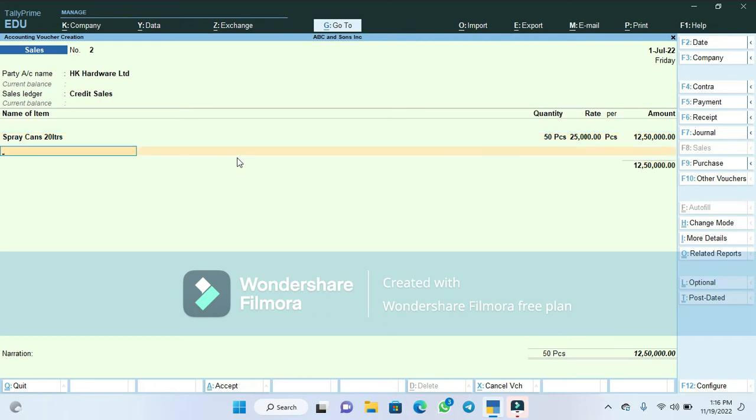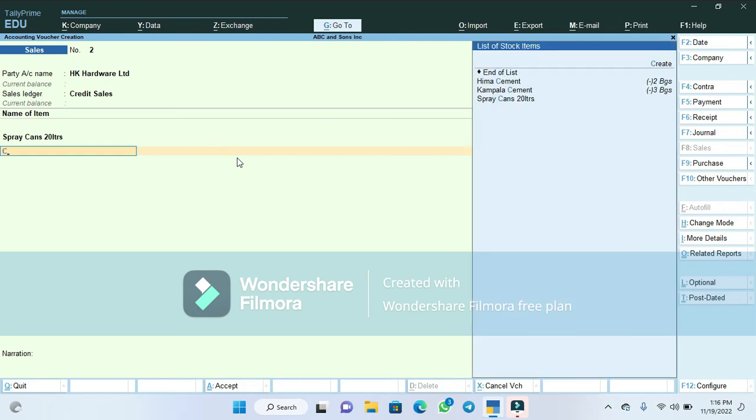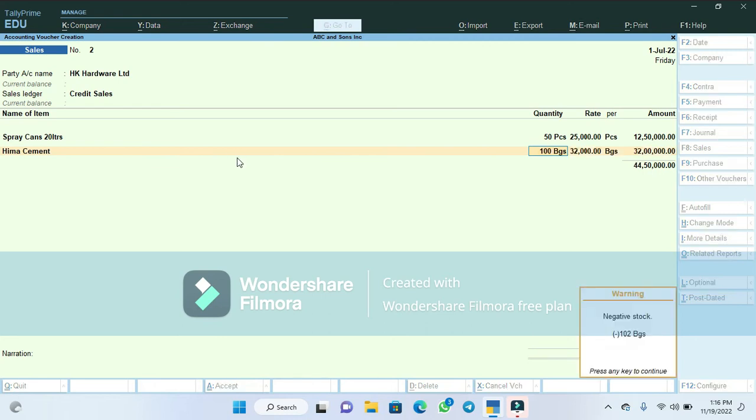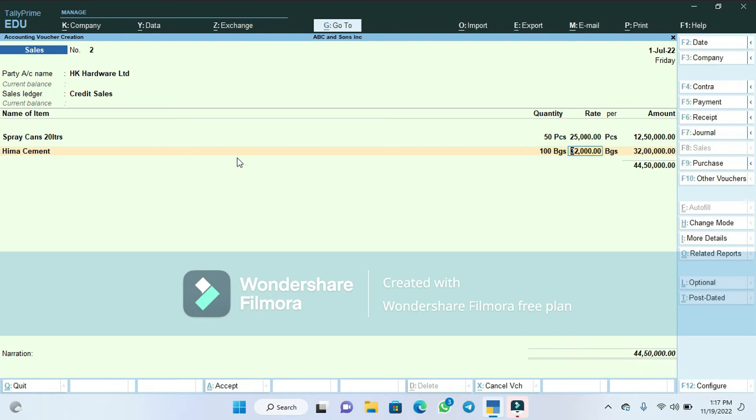Then maybe we also sold to this person cement. You can see Hima cement, Kampala cement, spray cans are also included here. So I can come here and say this person bought from us 100 bags of Hima cement. You can note that the rate has been brought automatically. However, in an event that maybe we gave a discount to this person, feel free to change or edit this rate here before you continue. So we can enter.